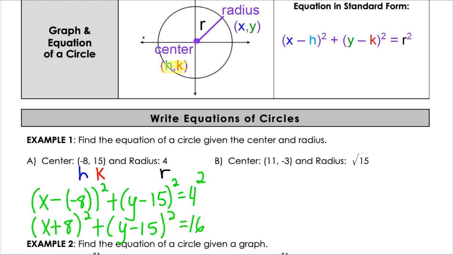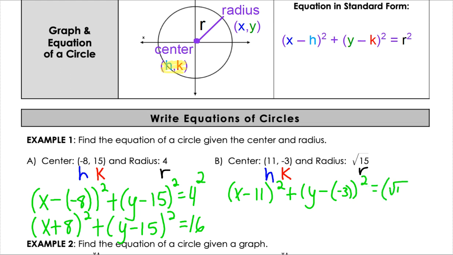All right, let's look at the next one. On this one, we have a center at 11, which is our h value, and our k value would be negative 3. This time my radius, or my r, is the square root of 15. Let's use that to write our equation. Filling in the equation, we have x minus the x value of the center, which is 11, squared, plus y minus the k value, so that would be minus a negative 3, squared. And that equals the square root of 15, our radius, squared.